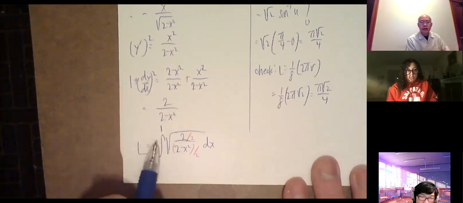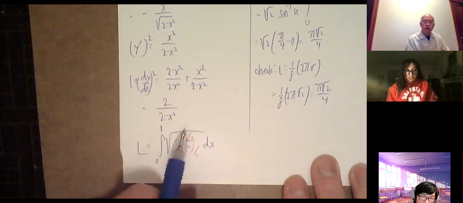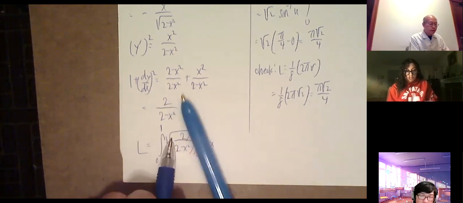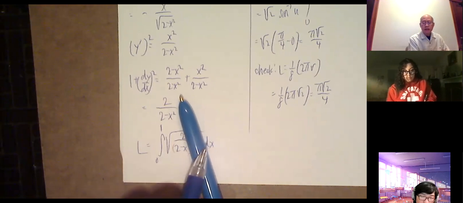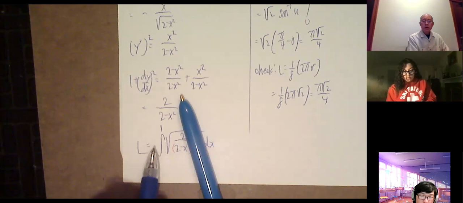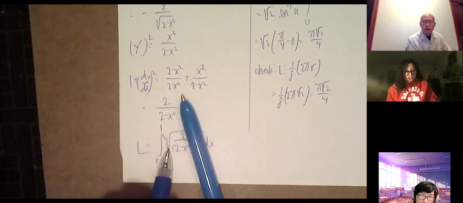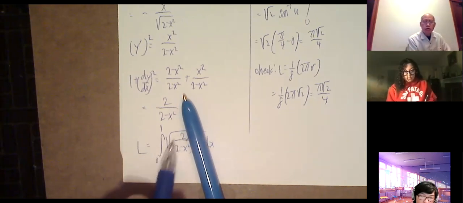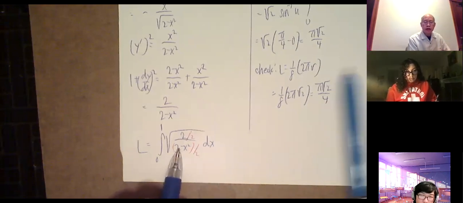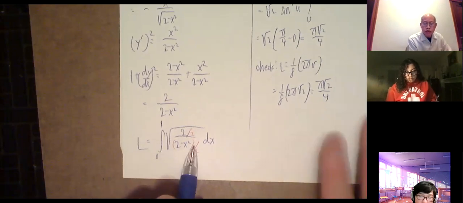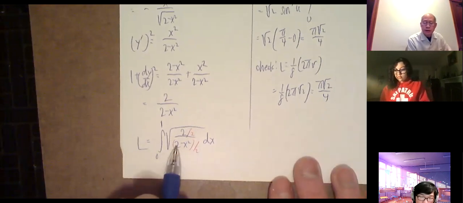So the arc length is the integral from 0 to 1 of the square root of that mess, 2 over 2 minus x squared dx. Ignore the red for the time being. We actually have one of the fundamental integrals from Calc 1. It was 1 over radical 1 minus x squared. That was your inverse sine or arc sine. So I have to force this to look like 1 minus something squared. The trick is to divide top and bottom by 2. I don't want this to be 2, I want this to be a 1. This might get a little bit messy, but that's okay.